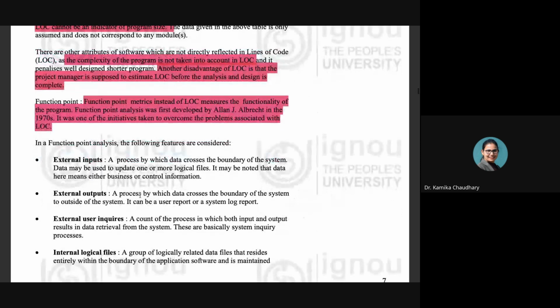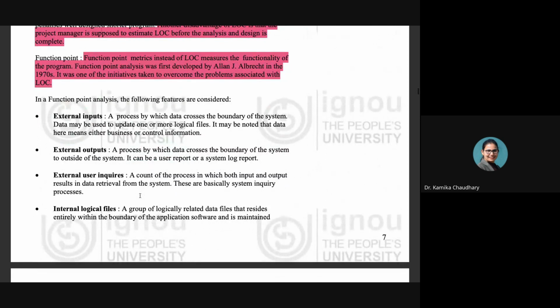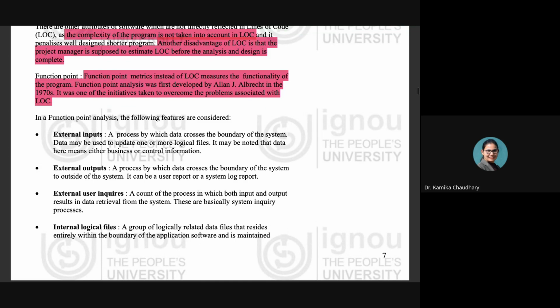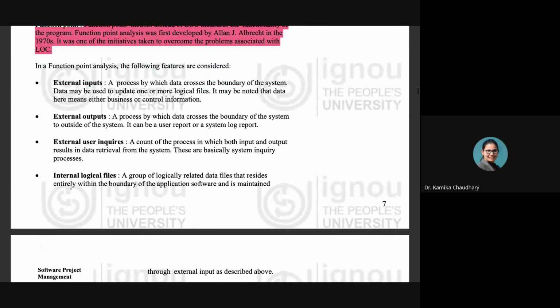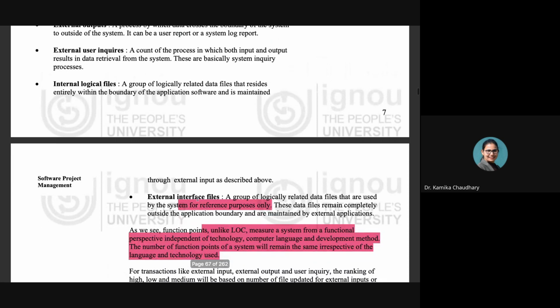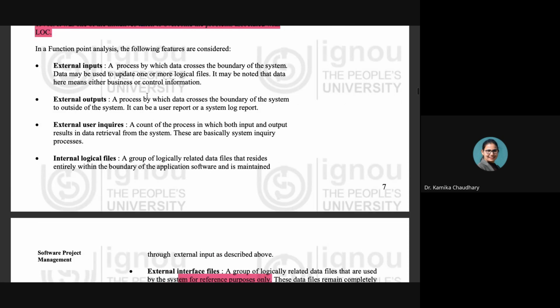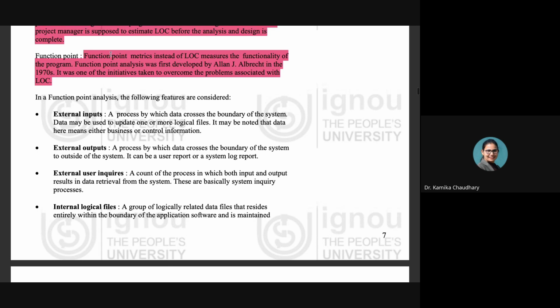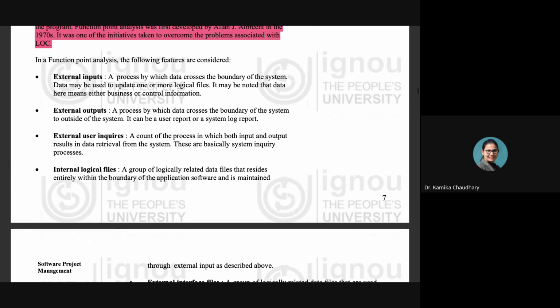So these are the five factors that are considered whenever function point analysis is done. What are these five factors: external input, external output, external user inquiries, internal logical files, and external interface files. All these five points need to be considered whenever the function point metric is discussed, or whenever it is used for measuring a software project, right?